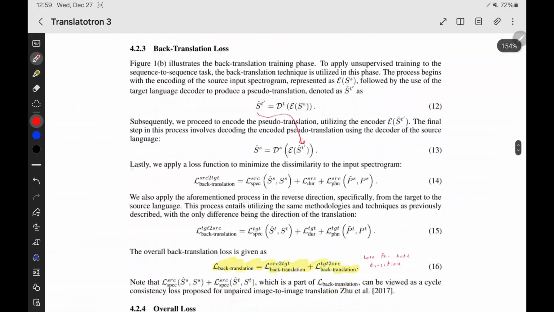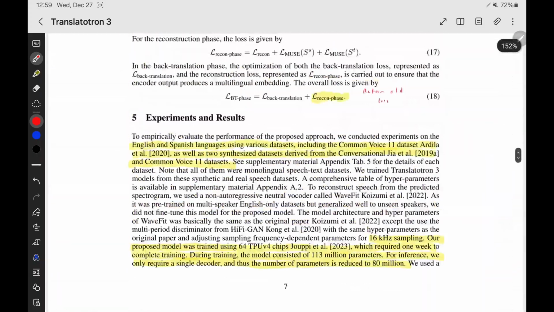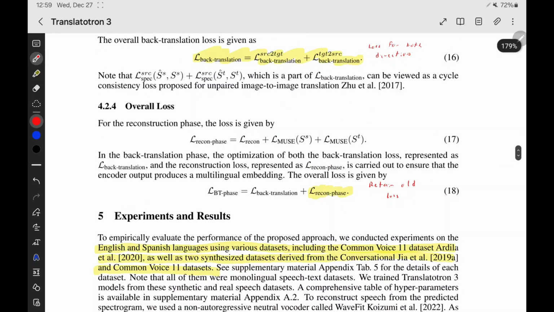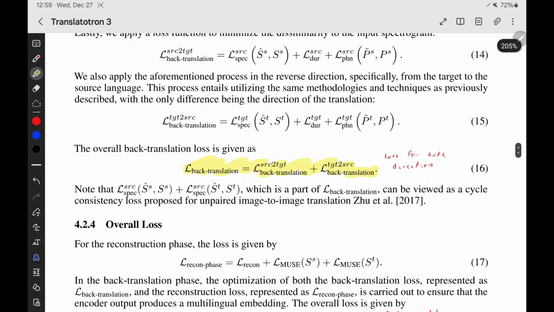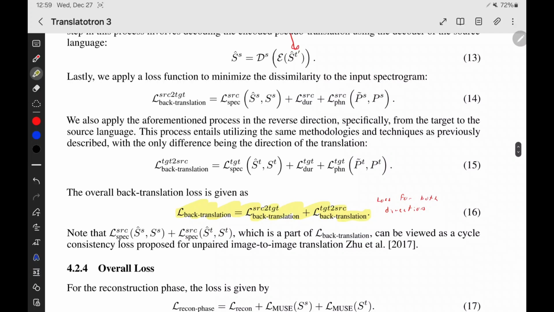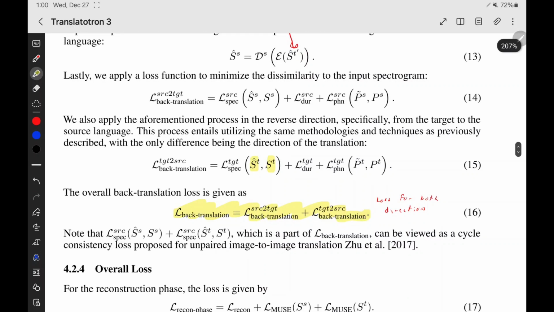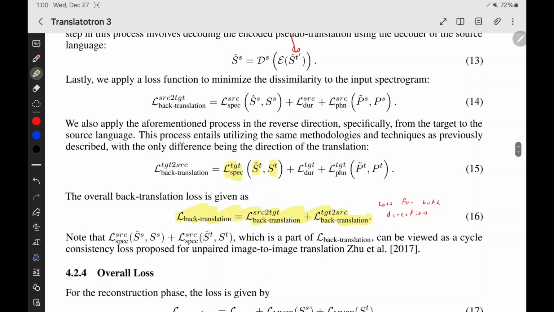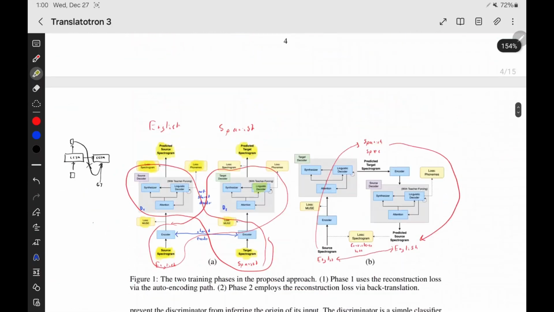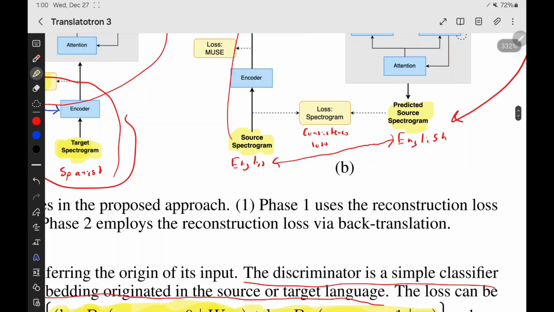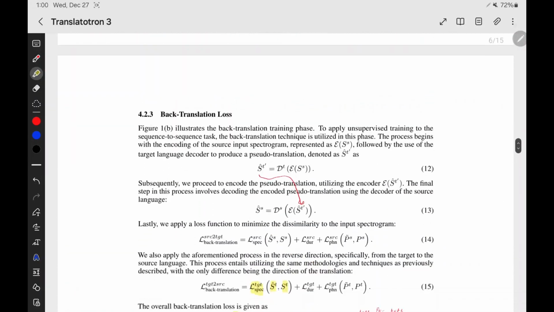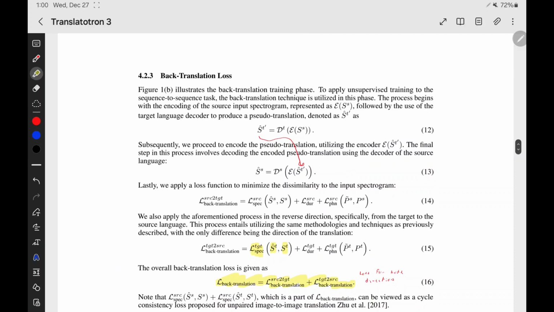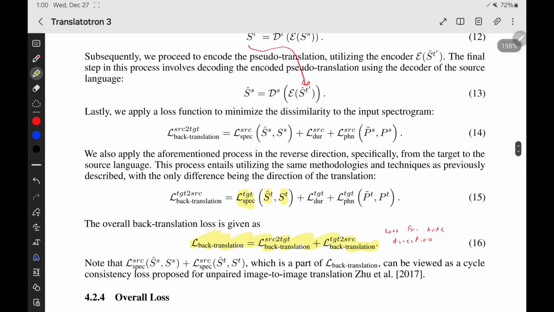And the loss is very simple. If we just go over to the loss down here, all it is is this back translation loss right here. The back translation loss is just the L2 loss between the predicted source and the actual source. So it's just the loss between the English and the English spectrogram, or the Spanish and the Spanish spectrogram. And it's just L2 loss between the two, or the L2 and L1 loss, the average that I showed before.